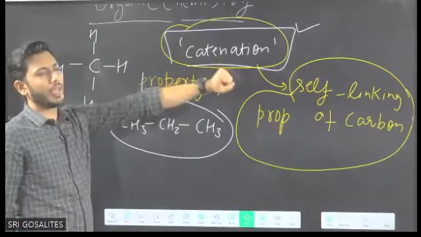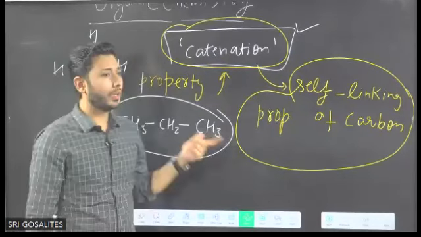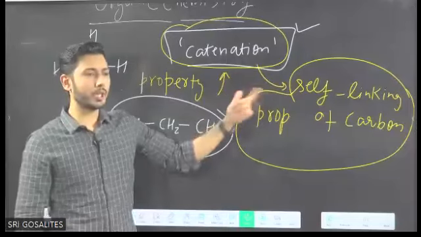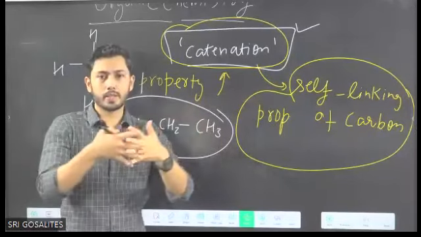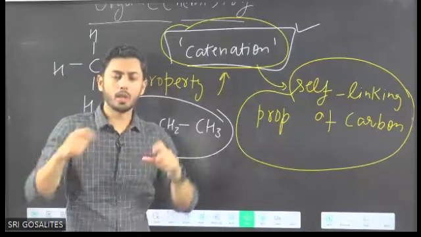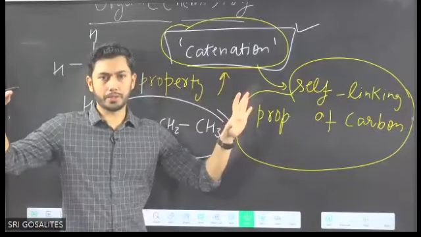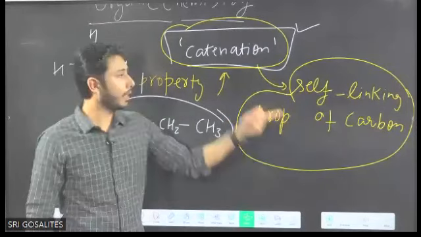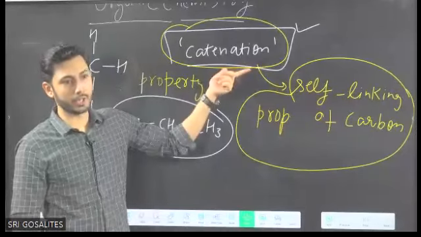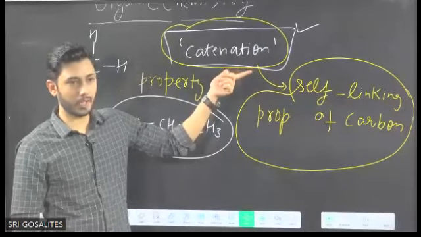So just now we were discussing organic chemistry. And what is the meaning of catenation, which is a self-linkage property of carbon? Carbon combines with itself or with other elements and forms long carbon chains. This is termed the self-linkage property of carbon, and that is the meaning of catenation.